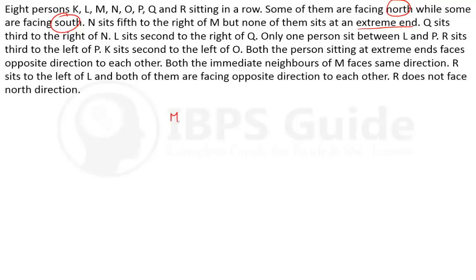Now place M. Just make it north side. So fifth right means this side. So 1, 2, 3, 4, 5. N is at this position, and both of them are not sitting at the extreme end. Then one person is here, one person is here. Now count the number of persons: 1, 2, 3, 4, 5, 6, 7, 8, and the total number of persons here is 8. So this is case 1.